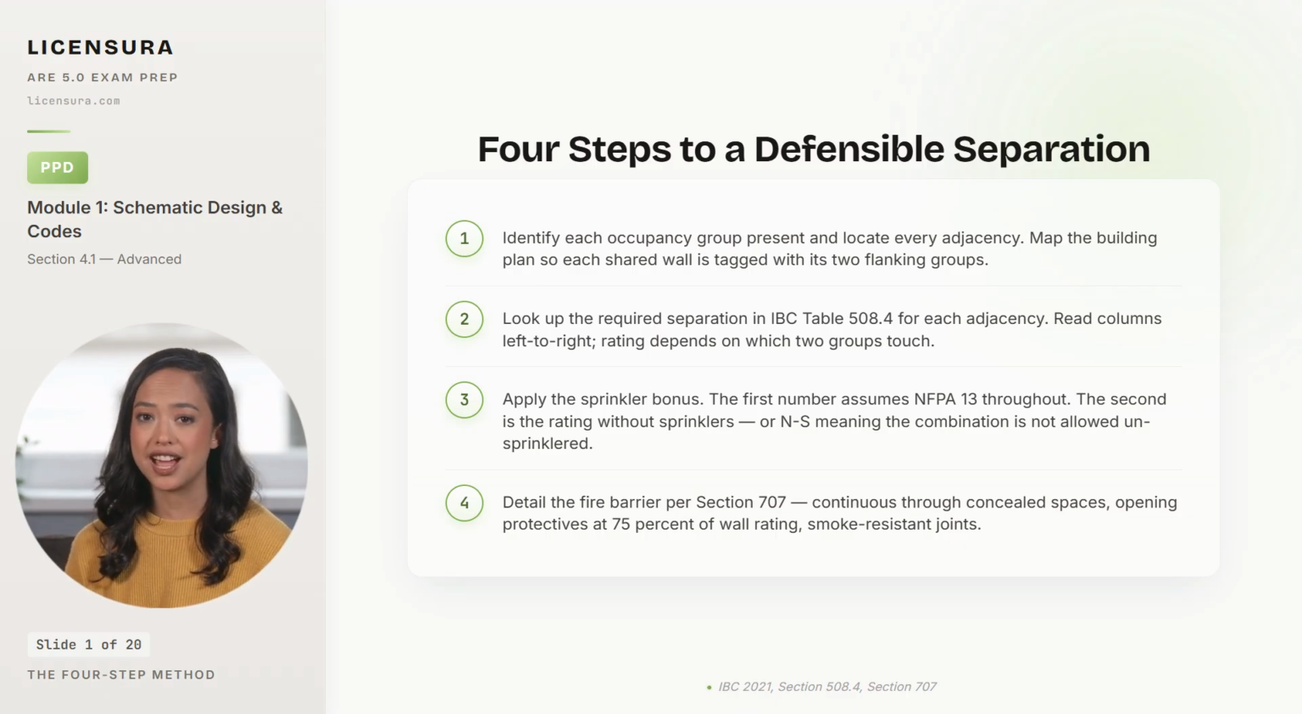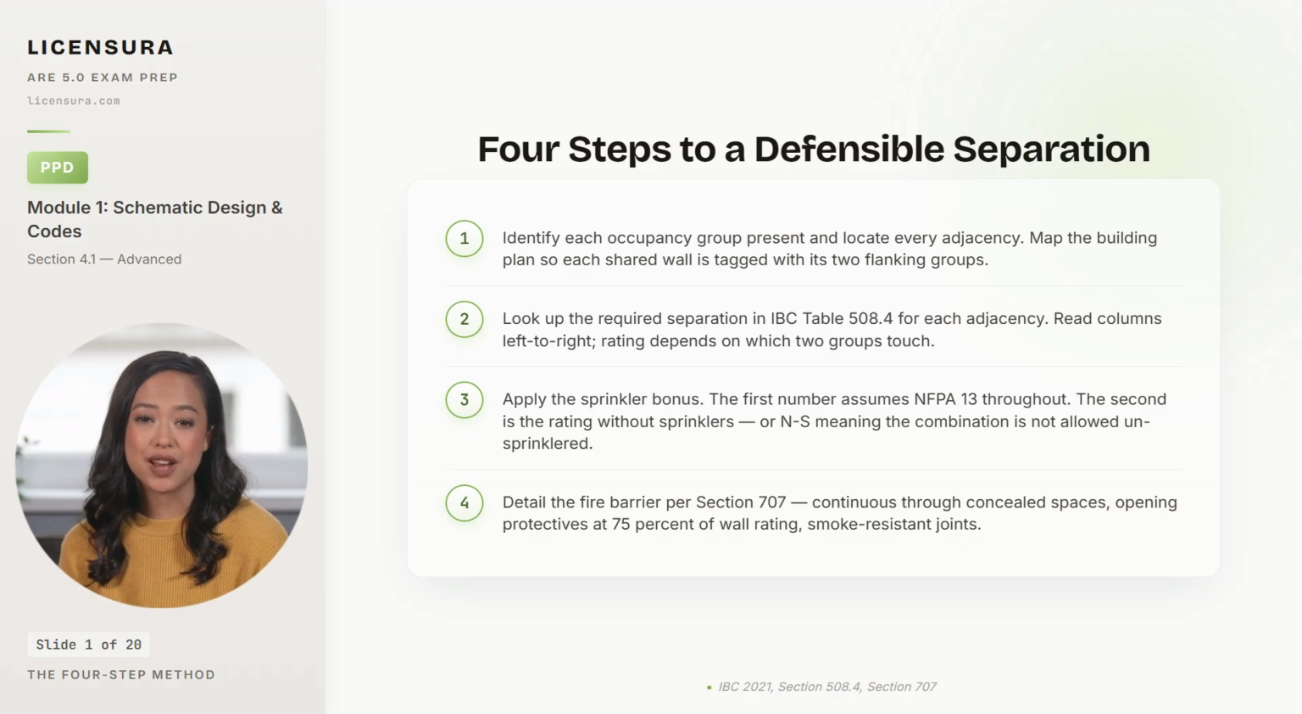Table 508.4 is a 2-axis matrix. You read it left to right, and the cell gives the rating for that adjacency. Step 3 is the sprinkler bonus. Each cell shows 2 numbers separated by a slash. The sprinklered rating, then the unsprinklered rating, or the abbreviation NS, meaning the combination is forbidden without sprinklers. That bonus typically cuts the barrier in half.